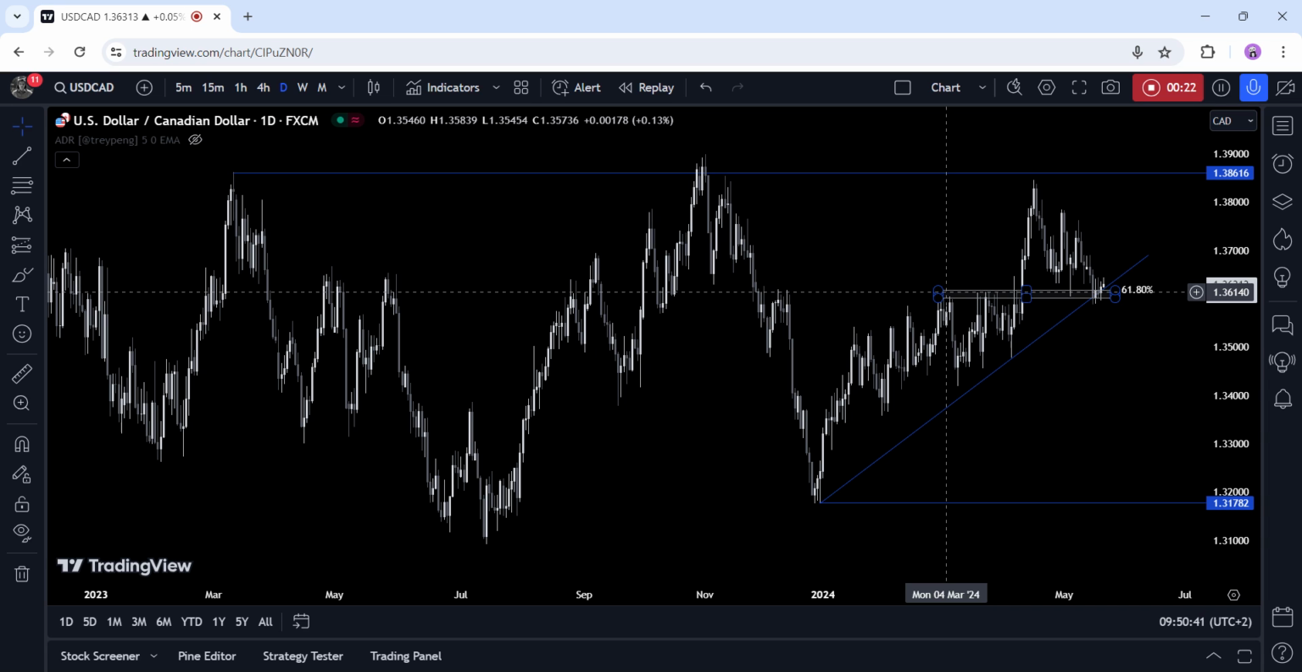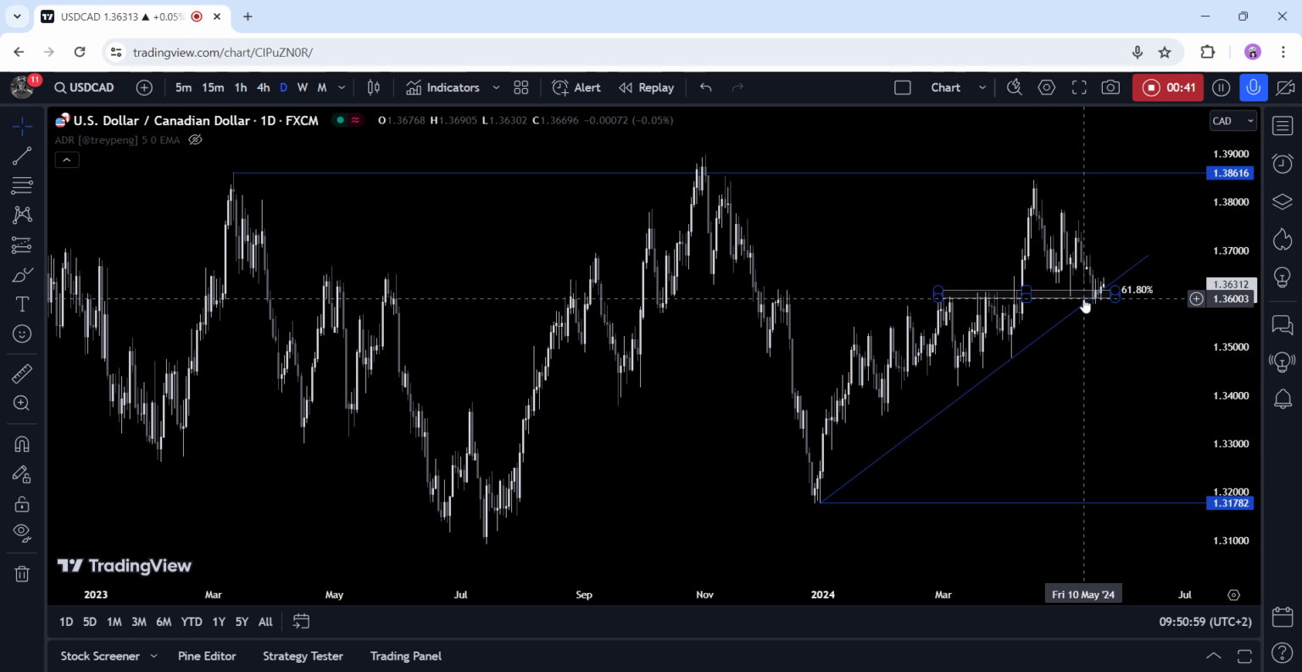The CAD should remain overall supported, but we will get the Canadian CPI report today, and that might weigh on it in the short term if the data surprises to the downside. In the bigger picture, the pair might keep falling as the risk on sentiment from falling inflation and positive growth impulse weighs on the US dollar.